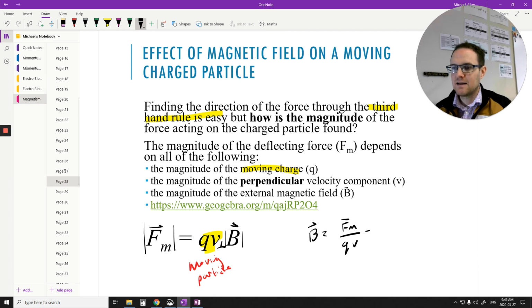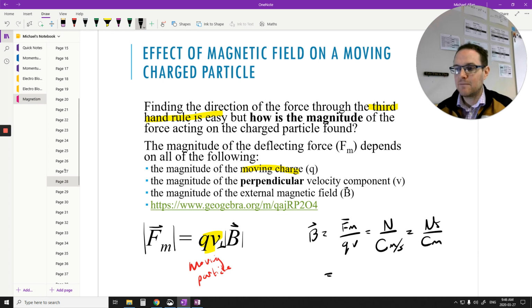Okay. Now, F_M is a force, so that's a Newton. Q is a charge, so that's a Coulomb. And v is velocity, so that's meters per second. So this turns into a Newton second over Coulomb meter. And I probably could break this down even more if I wanted to. A Newton is a kilogram meter per second squared. I'm going to multiply that with a meter or a second. I'm going to divide it by a Coulomb and a meter.